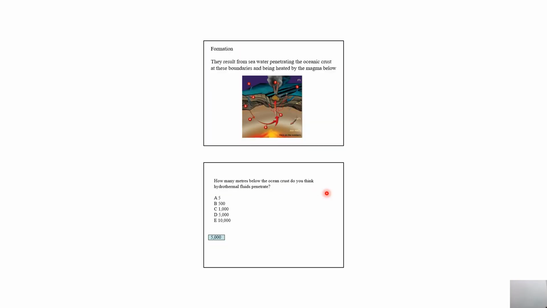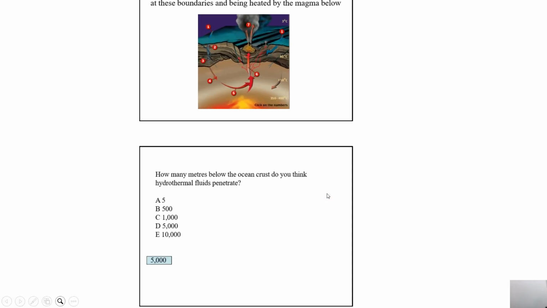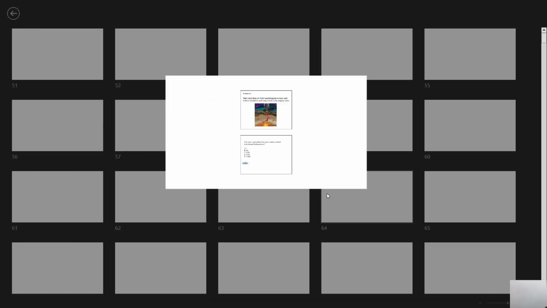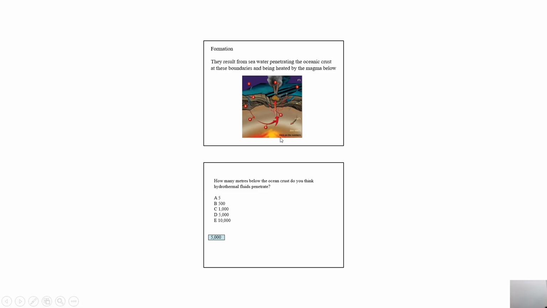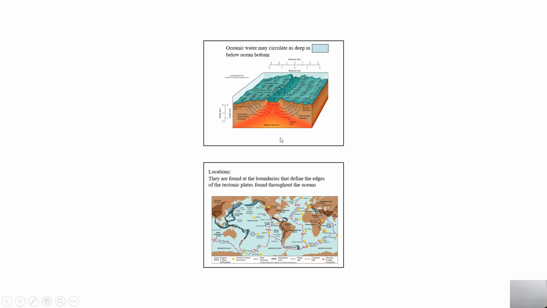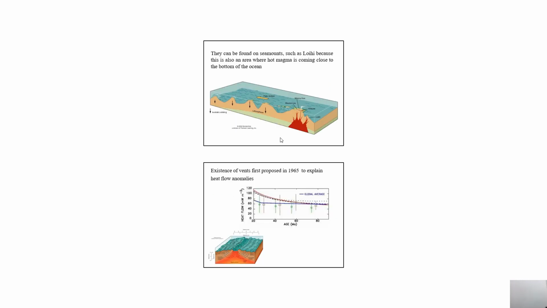Okay, so why do you think that this statement is true? Hydrothermal vents result from seawater penetrating the oceanic crust at these boundaries and being heated by the magma below, right? Water may circulate as deep as below the ocean bottom, and they are found at the boundaries that define the edges of the tectonic plates found throughout the oceans. They can be formed on seamounts such as Loihi, because this is also an area where hot magma is coming close to the bottom of the ocean.